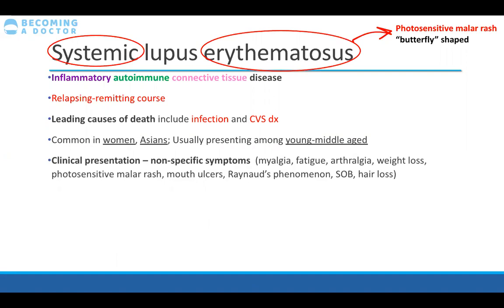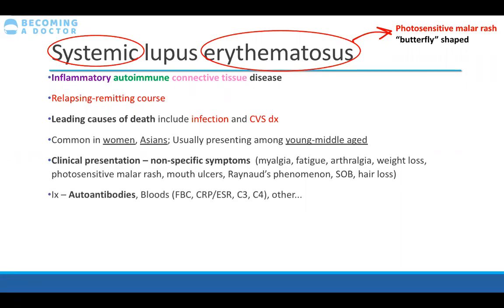Clinical presentation: you've got non-specific symptoms, and they can be really wide ranging. So myalgia, fatigue, weight loss, photosensitive malar rash. They can present with mouth ulcers, Raynaud's phenomenon, shortness of breath, hair loss. So when a patient comes in and you're not really sure what's happening, keep SLE in mind because it can be a very valid diagnosis.